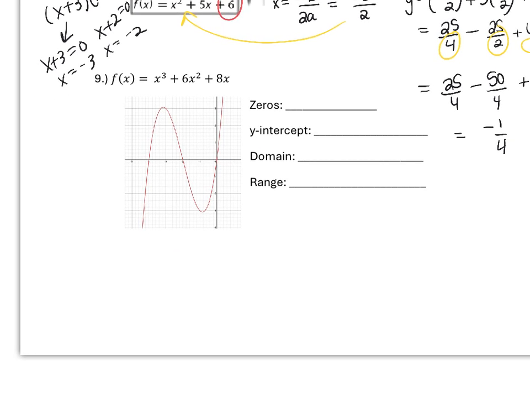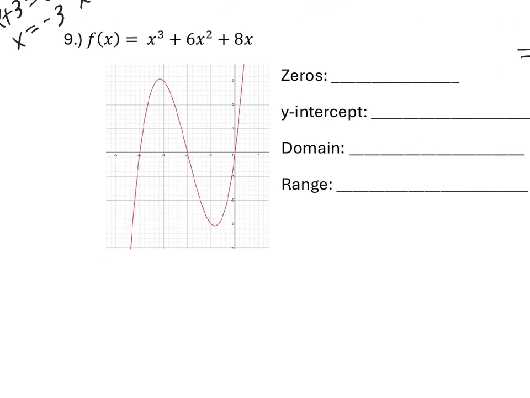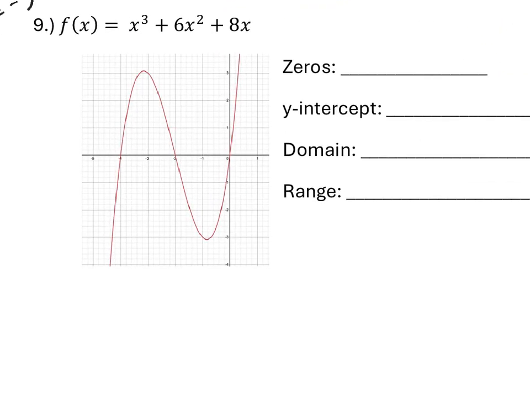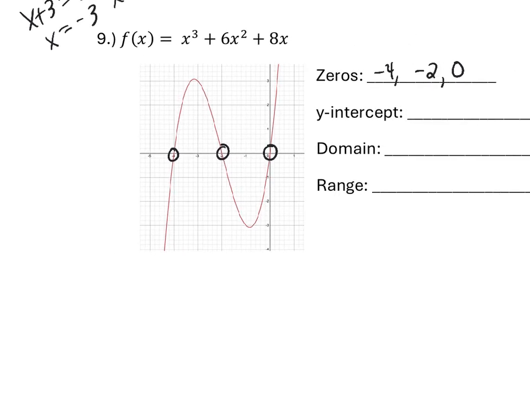All right, last one. Okay, the zeros of this function, you can find the zeros of this function. I'll do it algebraically as well, but we can also see them on the graph. So there's a 0 at -4, -2, and at 0. The way we can find them is by factoring.